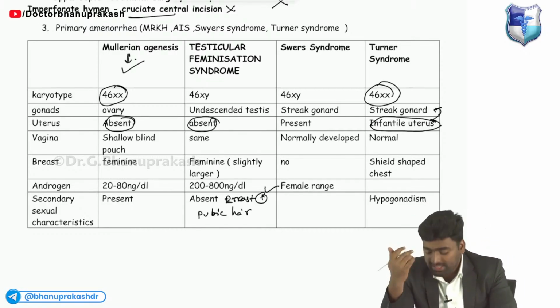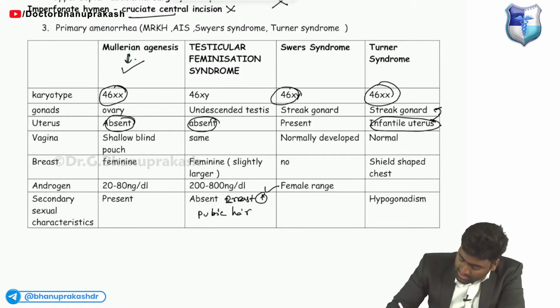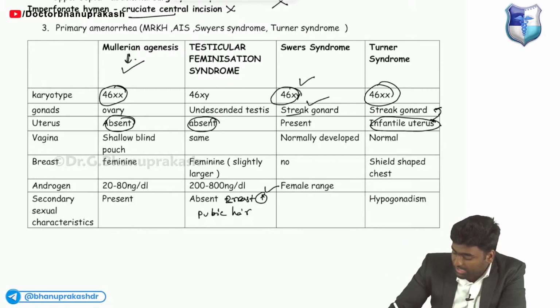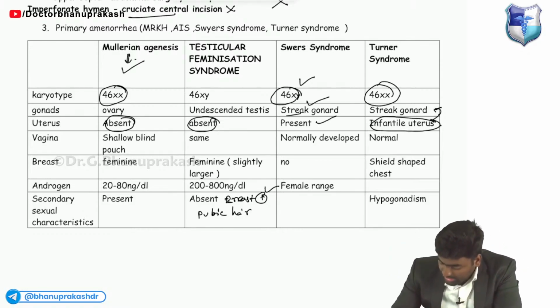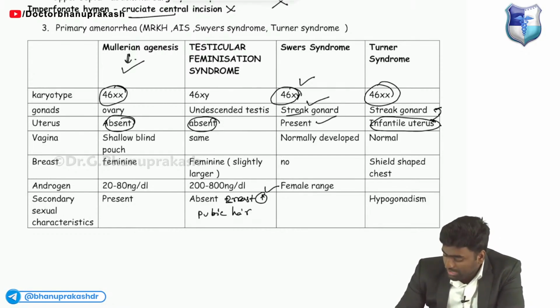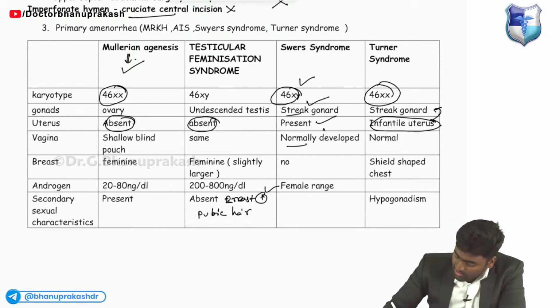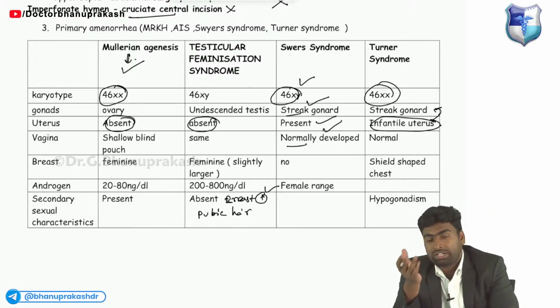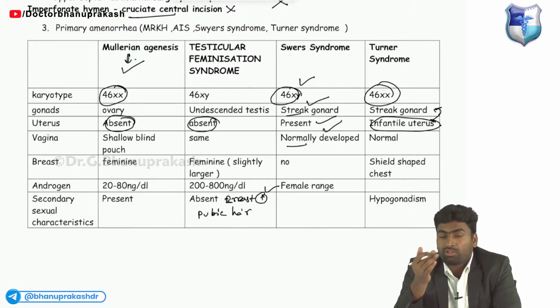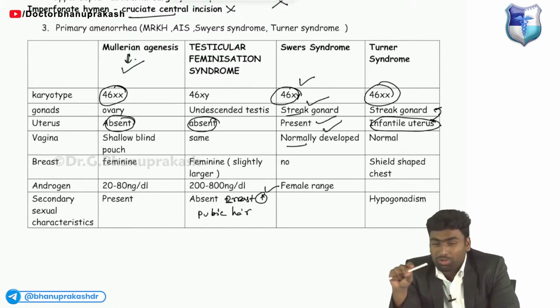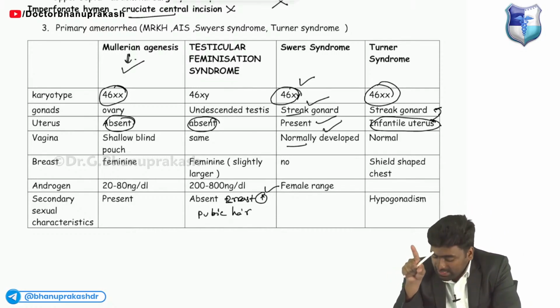Then in the case of Swyer syndrome, it is the 46XY chromosome along with streaky gonads. Here the uterus is also present, and the vagina is also normally developed, but they won't have proper secondary characteristics because of the streaky gonads. So remember, it is Swyer syndrome.